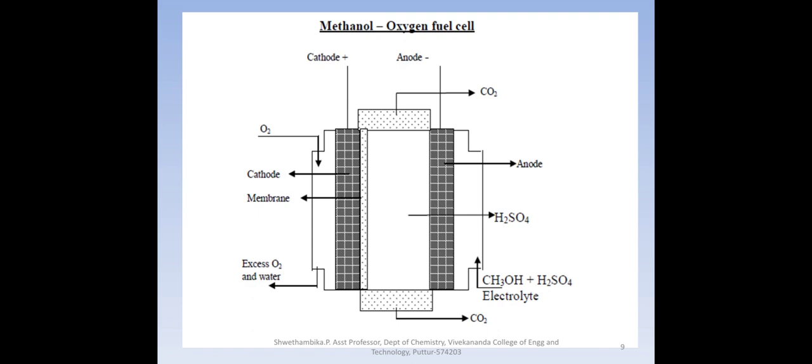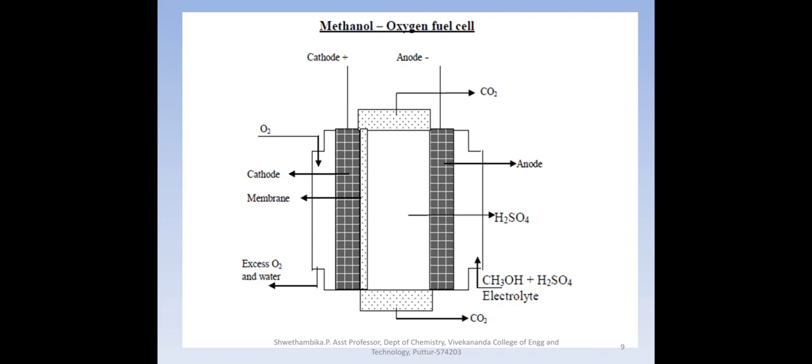The system has an anode and a cathode, which are shown in dark color, and it is shown that they are highly porous. Near the anode, the fuel is always supplied, that is methanol, CH3OH. And near the cathode, the oxidant, that is oxygen, is always supplied.